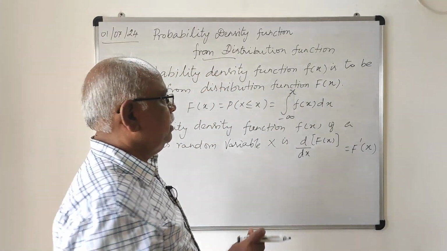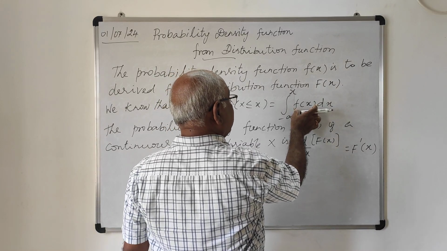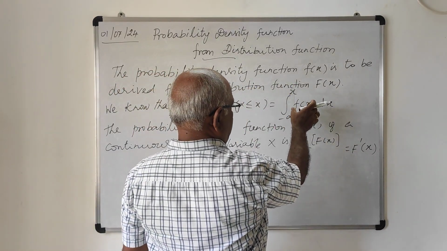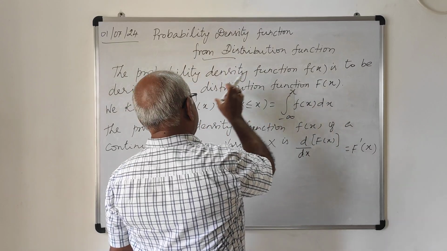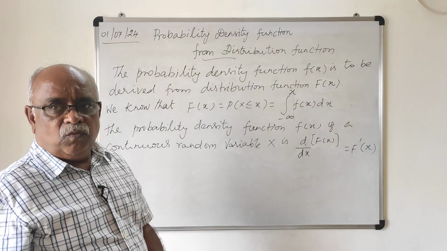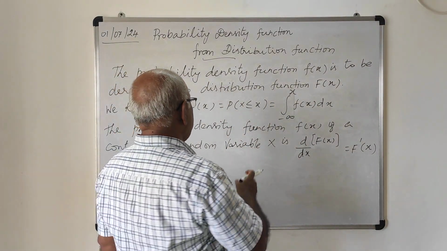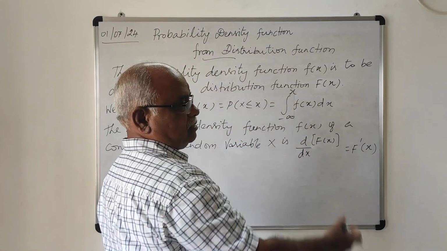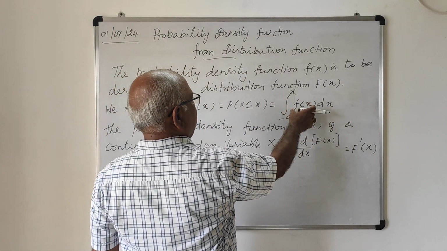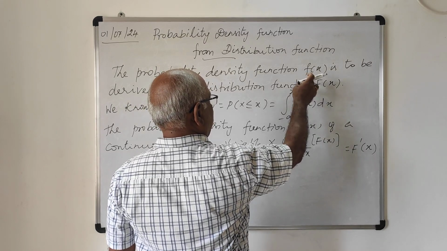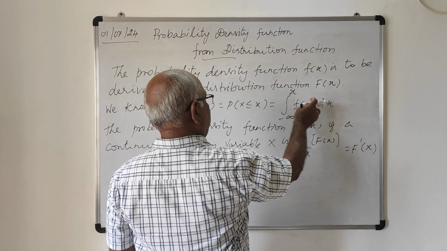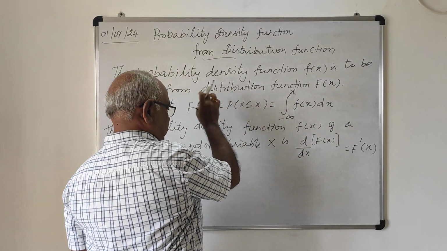See, here is an idea. If you integrate the density function, you will get the distribution function. From this, to find the density function from the distribution function, reverse. If the probability density function f of x is given, it should be integrated from minus infinity to x, and you will get the distribution function capital F of x.